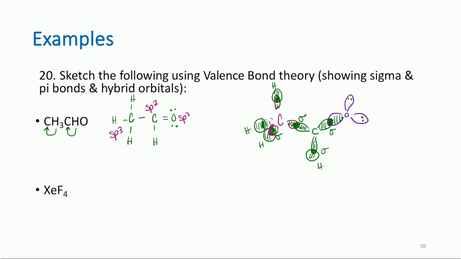But I'm not quite done, because this central carbon here has an unhybridized p orbital that is going to bond with this unhybridized p orbital from the oxygen. And that is where I form my pi bond.